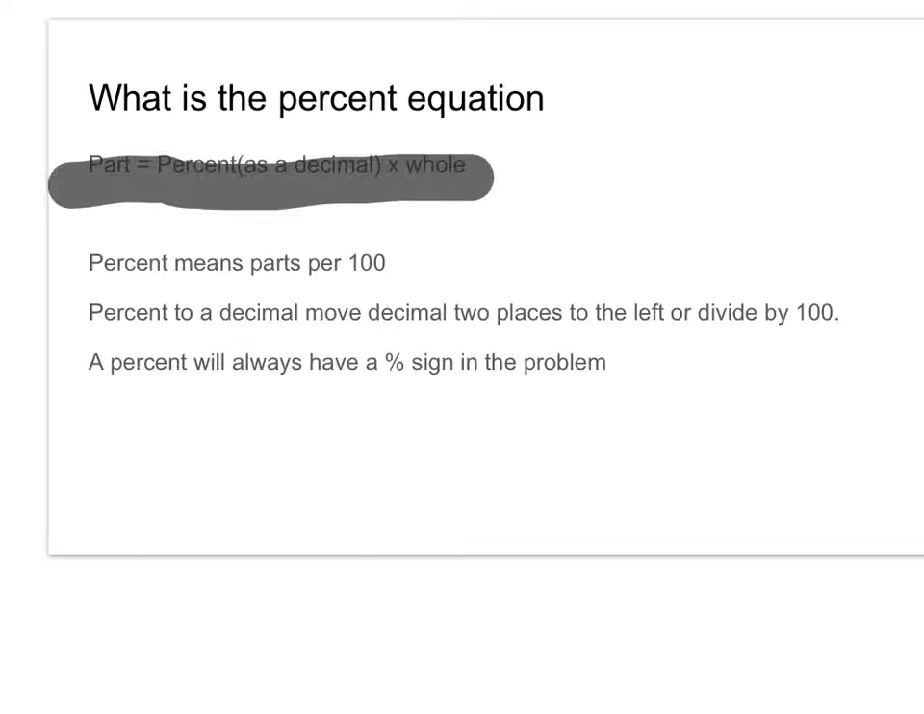When we talk about percent, that means part per 100. Like if you get 100% on the test and you get all questions right, you get 100%. You need to know that to turn a percent to a decimal, you move the decimal 2 places to the left, or divide by 100. And a percent will always have a percent sign in the problem. They're never going to try to trick you.